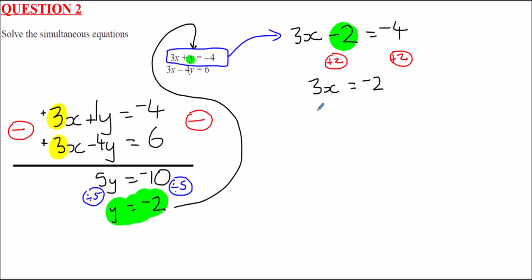Finally, to get 1x, instead of 3x's, we can divide by 3, and therefore divide by 3 on this side. So therefore, our final step, x is going to be minus 2 divided by 3, which is best left as an exact fraction, minus 2 over 3. So the full solution is therefore that y is minus 2, and also x is minus 2/3. And then we're done.